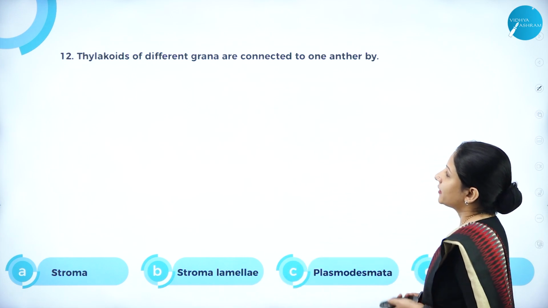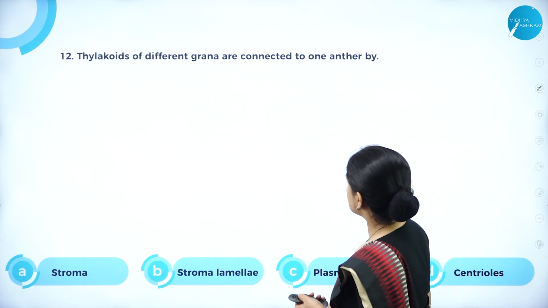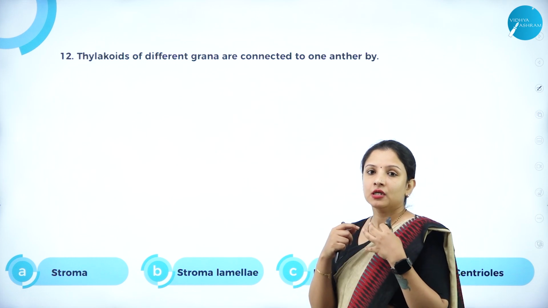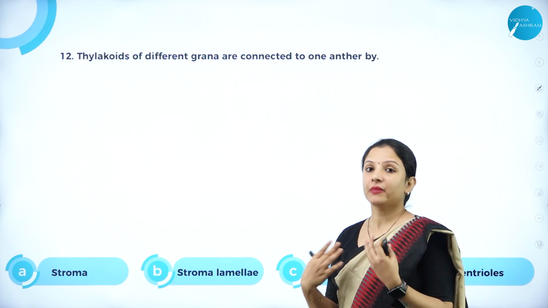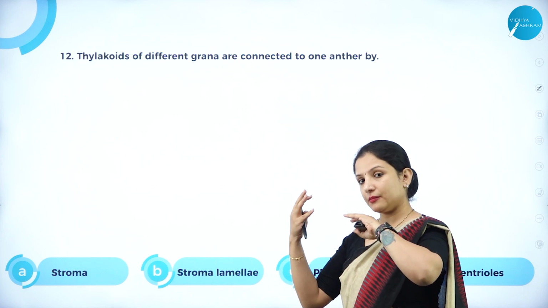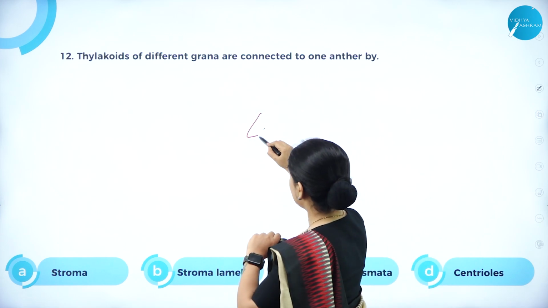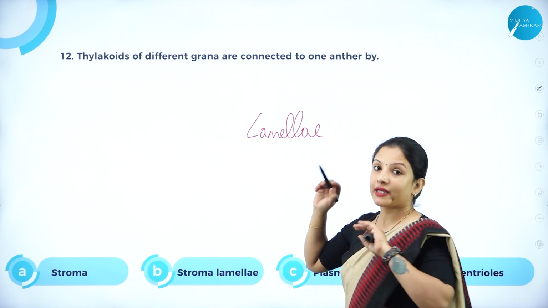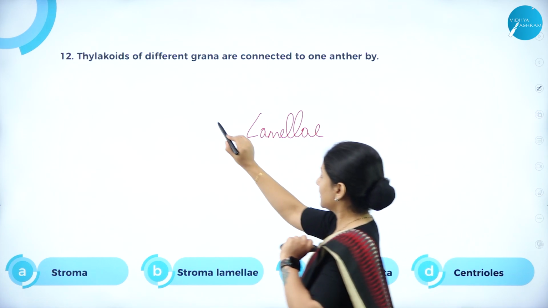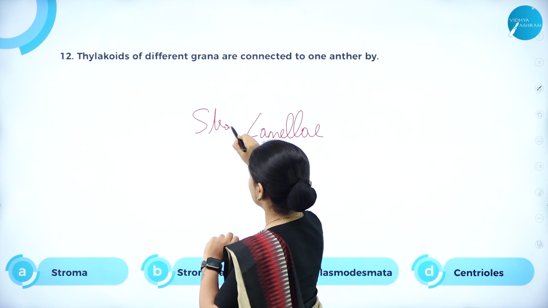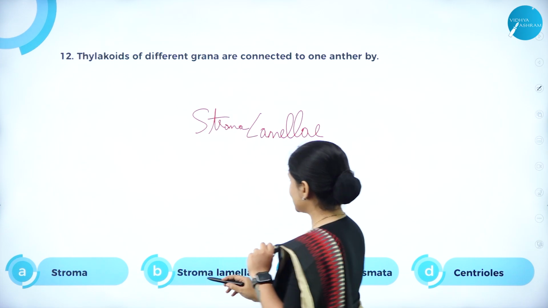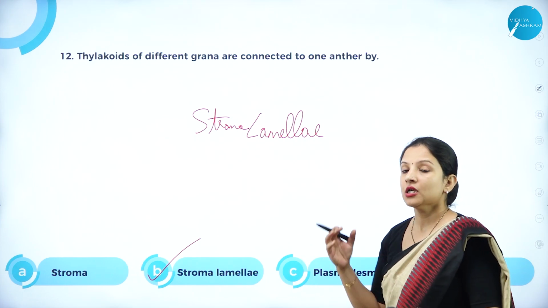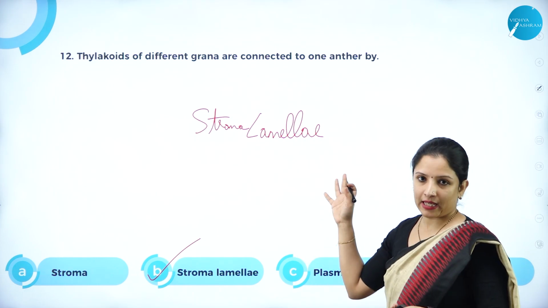Next, thylakoids of different grana are connected to one another by what? So they have some connections. It is connected by a membranous structure. Now, membrane is called what? In biology, membrane is called lamellae or lamella. Where is this lamellae present? In the stroma of the chloroplast. So it is stroma lamellae. Each of the grana are connected to one another by bridges called stroma lamellae.